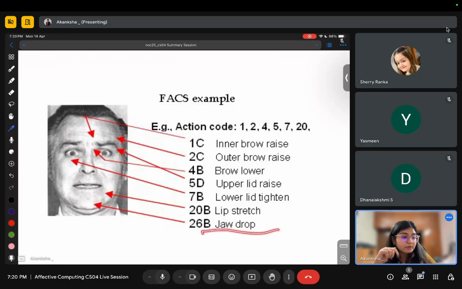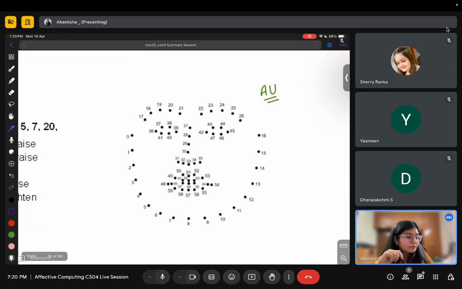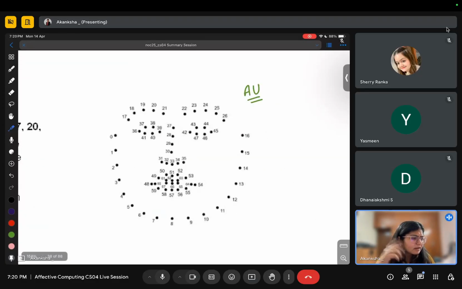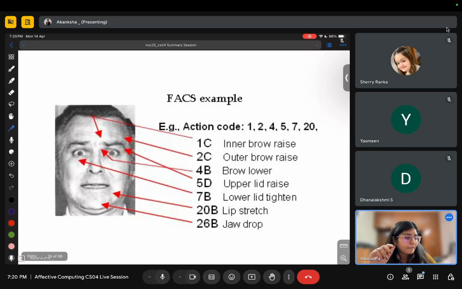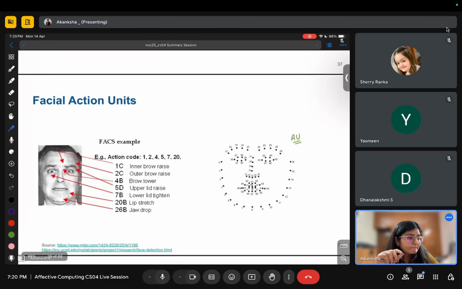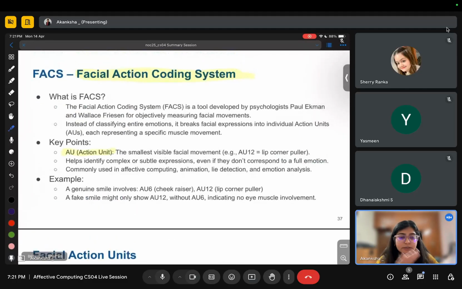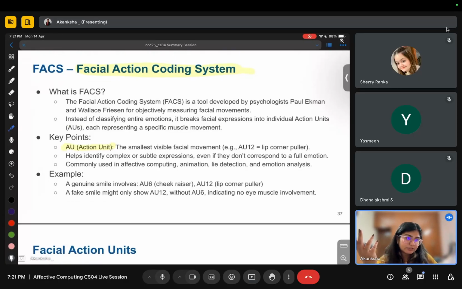Jaw dropped. So this is 26B, if you go 26, different systems might have different annotations. So here, for example, there is an example, okay. So I hope you understood the concept of this facial action unit system. So this is one modality, okay, this is one way of interpreting emotions.